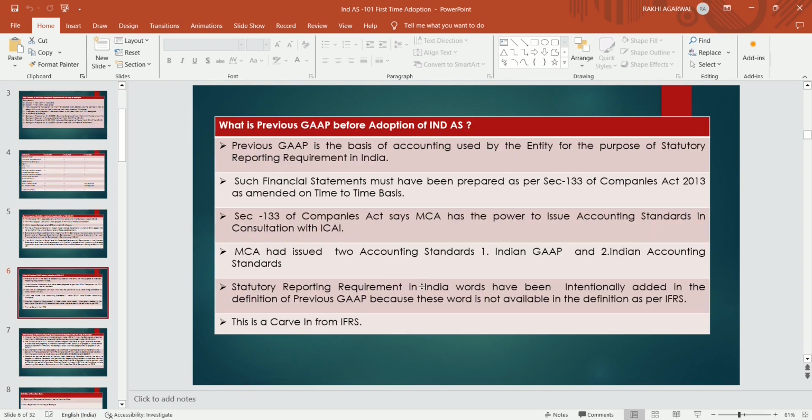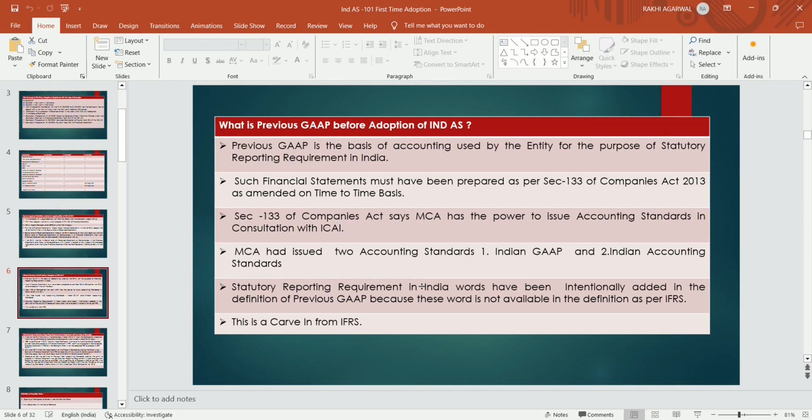What do you mean by previous GAAP? Previous GAAP means Indian GAAP before application of Ind AS. Previous GAAP means whatever GAAP was adopted by the entity before adoption of Ind AS, Indian Accounting Standard. It may be IFRS, Indian GAAP. So previous GAAP means any GAAP before adoption of Ind AS.